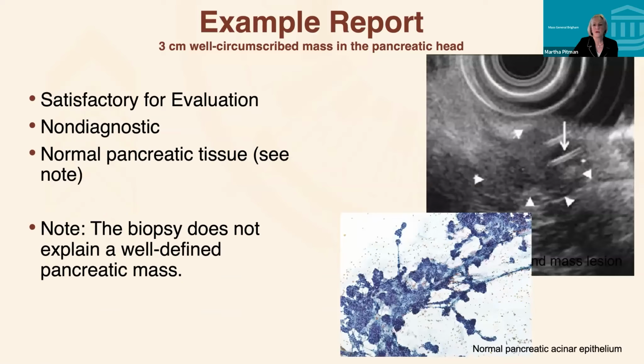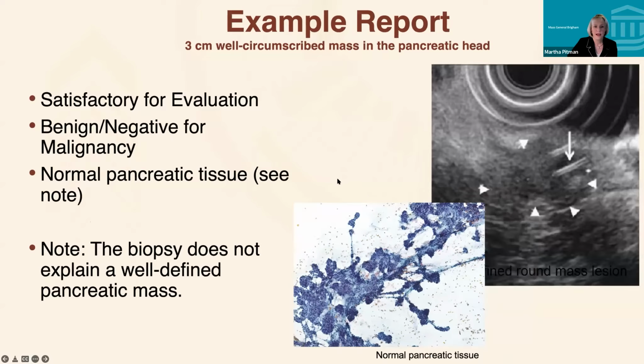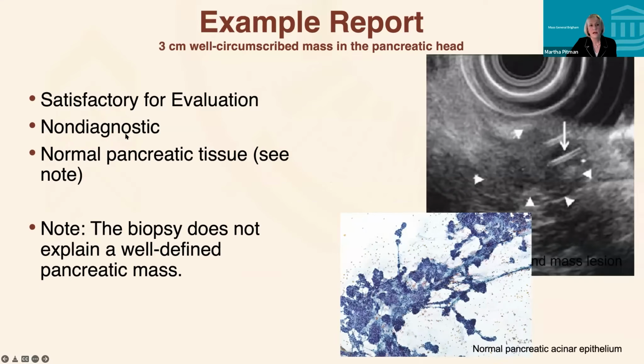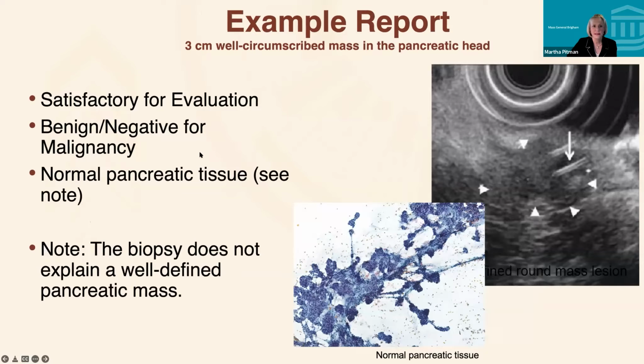So for example, what I was just mentioning, here is a well-defined lesion seen on EUS, and an FNA gets only normal benign pancreatic tissue. So is this benign or is this non-diagnostic? I prefer that this is non-diagnostic, normal pancreatic tissue. The biopsy does not explain the pancreatic mass. But if you prefer, you can say it's negative for malignancy, benign, same thing. But your risk of malignancy now in this category is elevated, more likely than not.